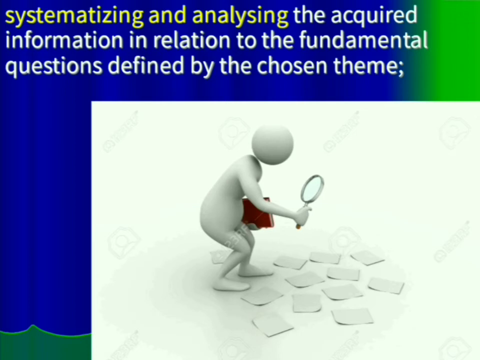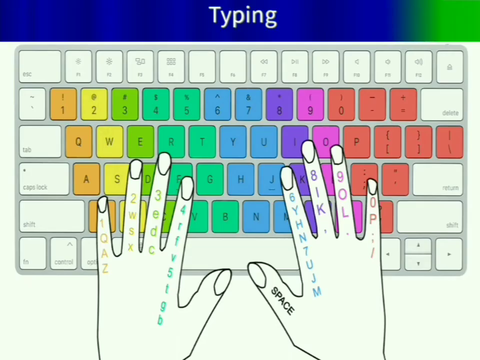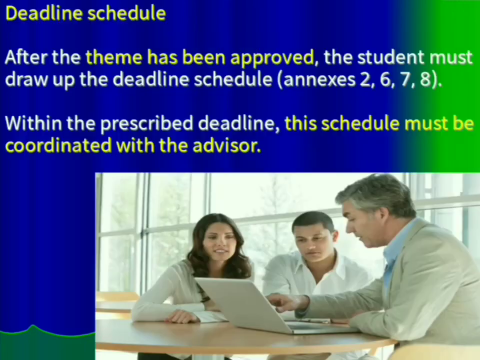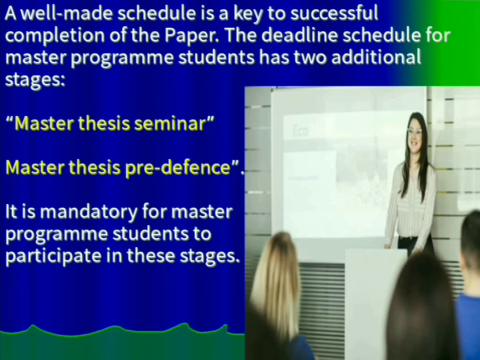The person you see on the screen, first of all, gathers the information, and then after gathering, he begins to analyze it. And then after making the analysis, you have to type the information you have gathered. And then after typing, you have to format the paper according to the demands, according to the codes of matters. When we speak about the deadline schedule, it should be approved by your professor.